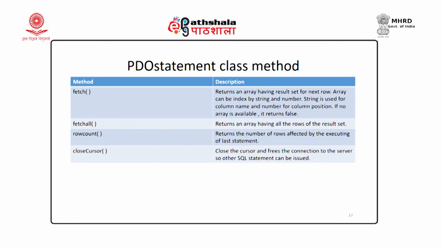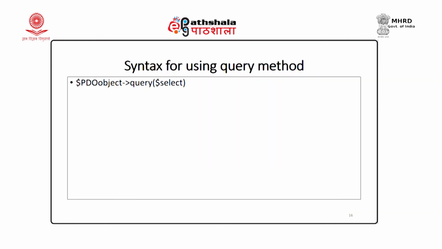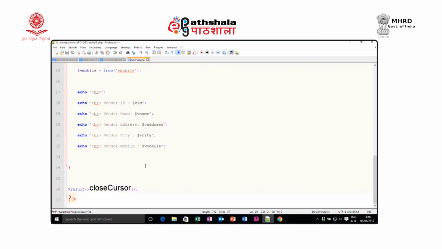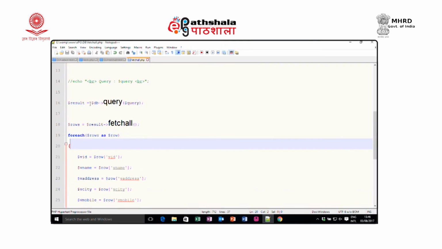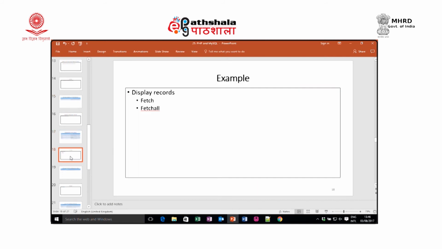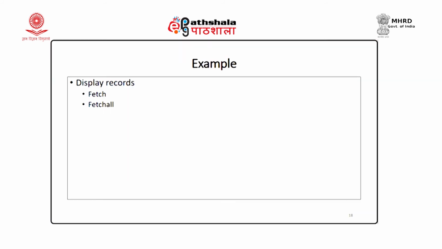So now you get an idea about the PDO statement class as well as the PDO class methods. The PDO class methods are used with the PDO object. So with the DB object, access operator and query, we have written in our code, you can look at here, that's what we called our result, and this is our result statement. With that we can use the fetch, fetchAll, rowCount and closeCursor methods.